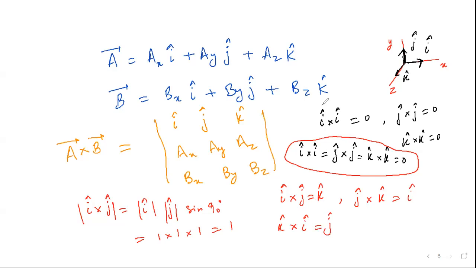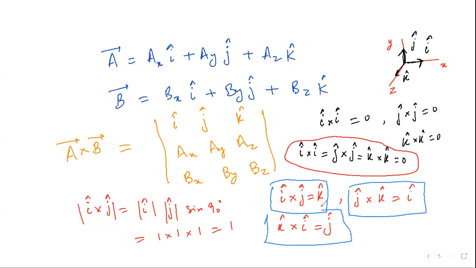I cross j is k. J cross k is I. K cross I is j. Can you tell me what is j cross I? It will be minus k.